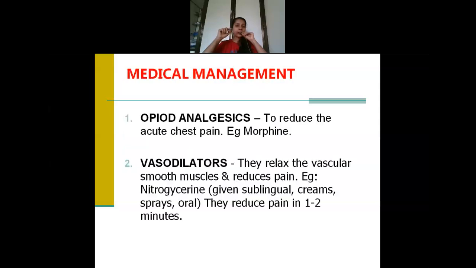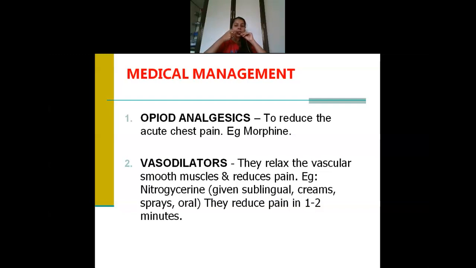Now we will see the medical management in detail. First of all, I told we will be giving analgesics to the patient in order to reduce the chest pain. Here we give morphine. Next are vasodilators. Vasodilators dilate the smooth muscles and help provide more oxygenation and blood flow to the myocardium. Commonly we use the vasodilator nitroglycerin. Nitroglycerin is available in the form of tablets, creams, sprays, and other forms. Most of the time if tablets are taken, they are kept under the tongue.